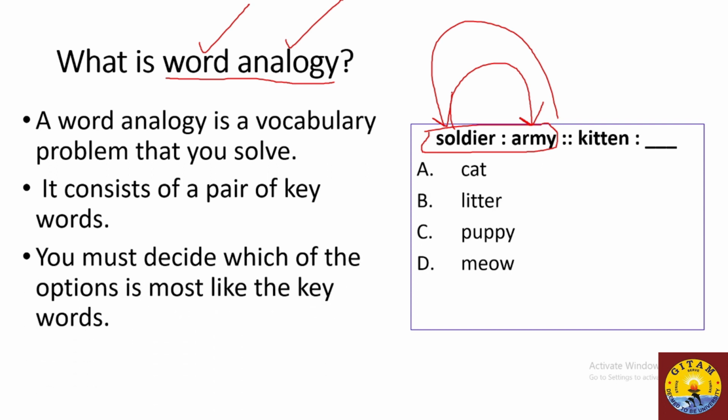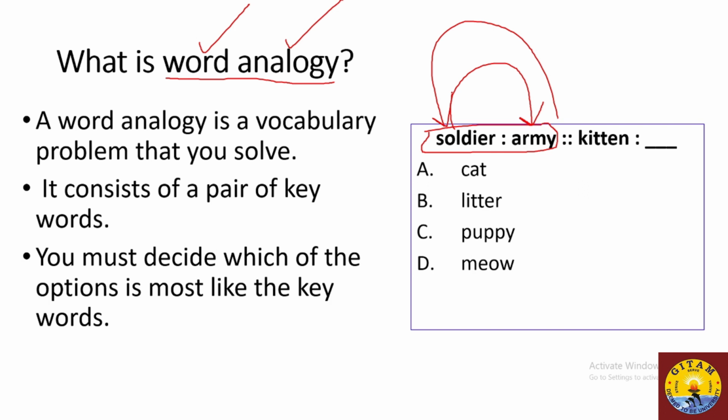Now we must understand which choice from the given options, when placed in the blank, makes the right pair, similar to the given keywords. Say, for example, I try to establish a connection. A soldier is a part of an army. This is the relation. This is the analogy.